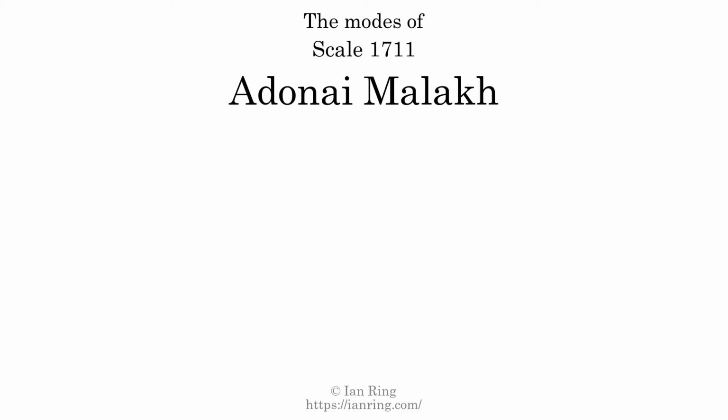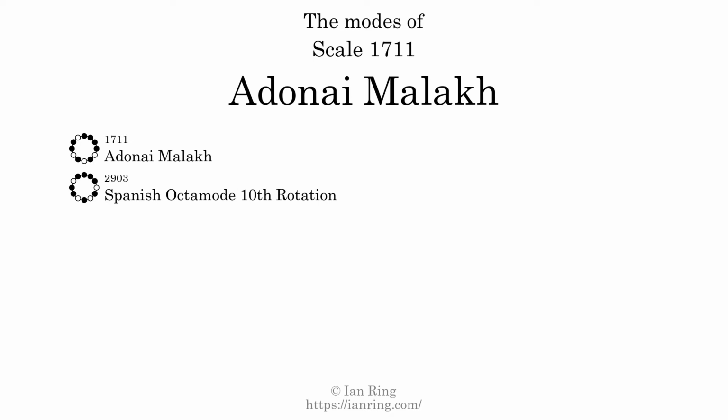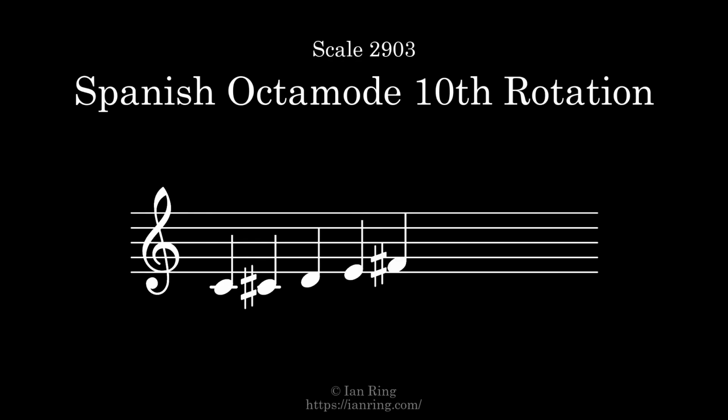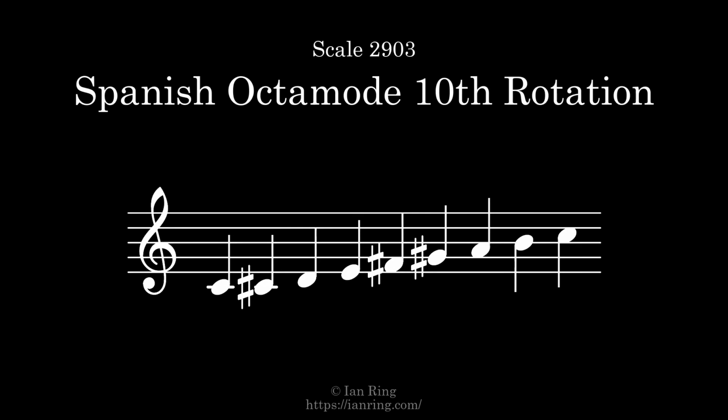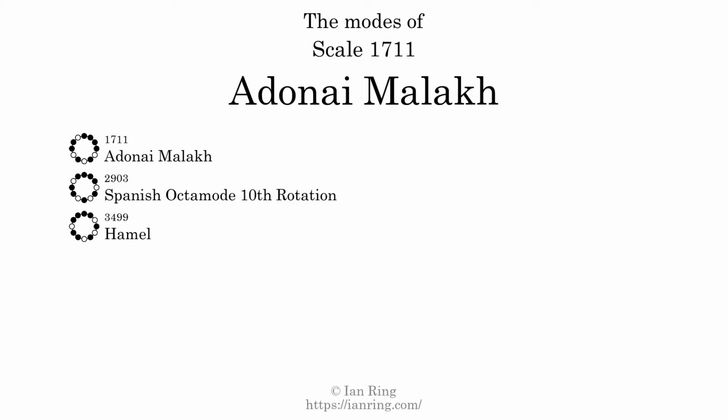This scale has 8 modes. The first mode is itself. The second mode is scale 2903, also known as Spanish octamode 10th rotation. It sounds like this. The third mode is scale 3499, also known as Hamel. It sounds like this.